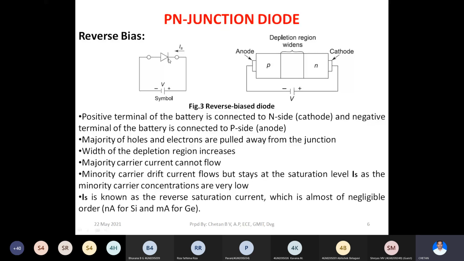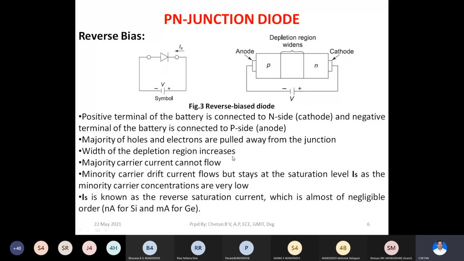Always the direction of current will be in the conventional direction, that is from the positive side of the battery towards the negative side of the battery. In this direction the current will flow. So the arrow mark is towards the negative terminal of the battery. From the positive terminal the current will flow to the negative terminal. So the direction is like this.